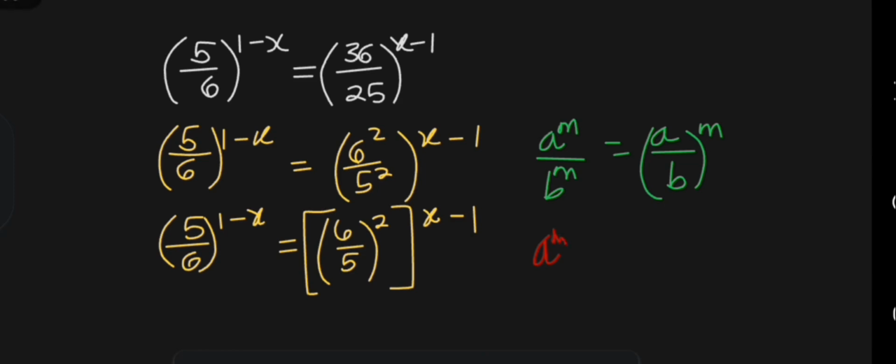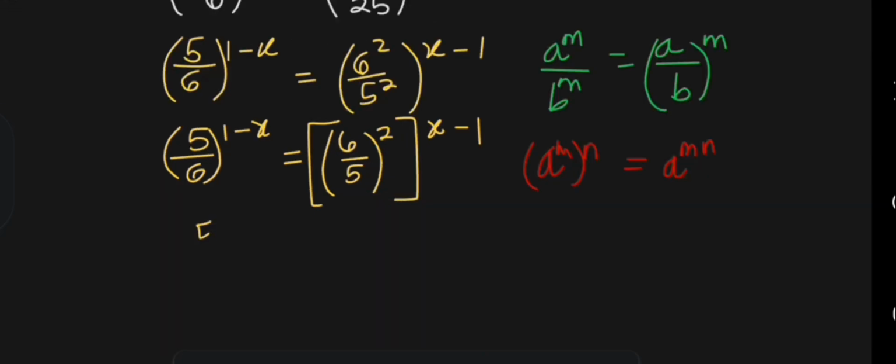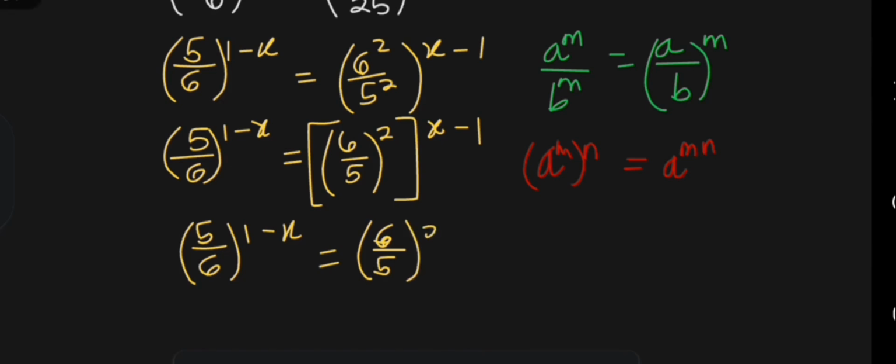There's another law of exponents where we have a power of a power. That's (a^m)^n is a to the power of the product mn. So that is applied to 2 and x minus 1. Thus we have (5/6)^(1-x) on the left equals (6/5) on the right, all to the power of 2 times x, which is 2x, then minus 2 times 1, which is 2.